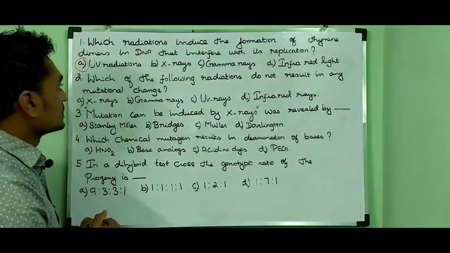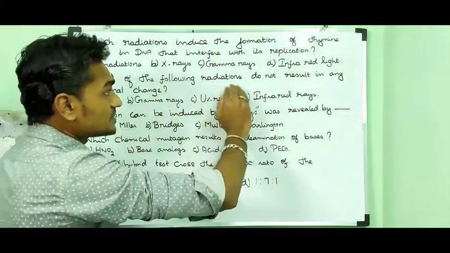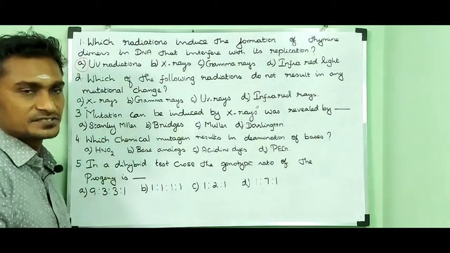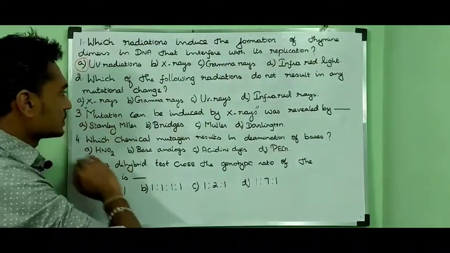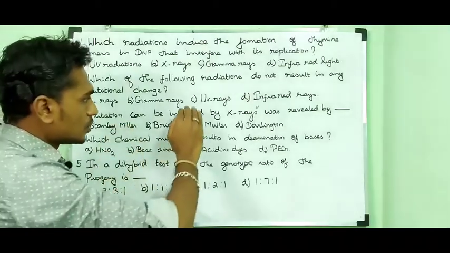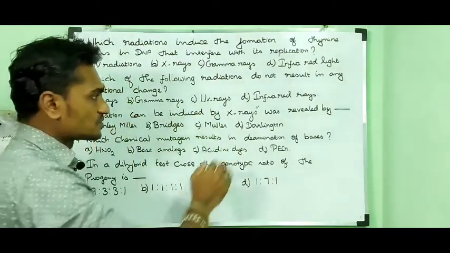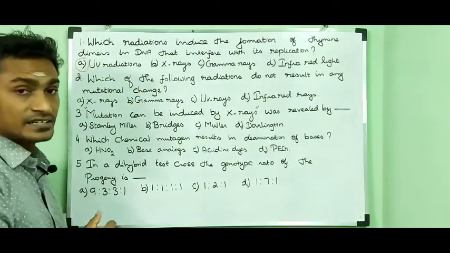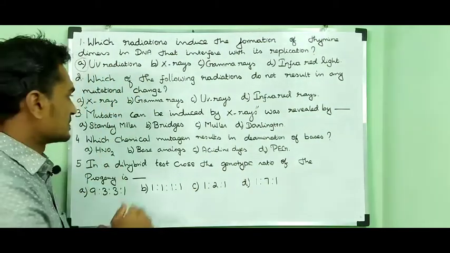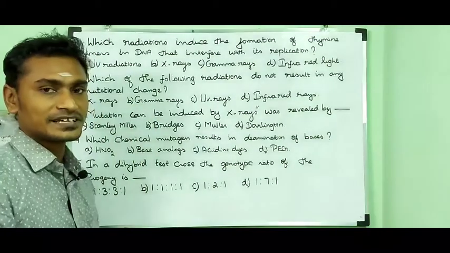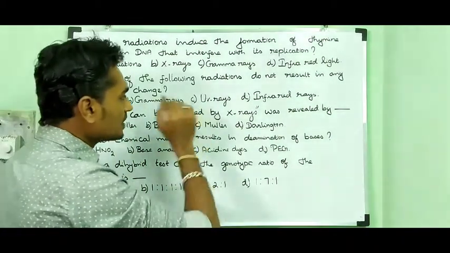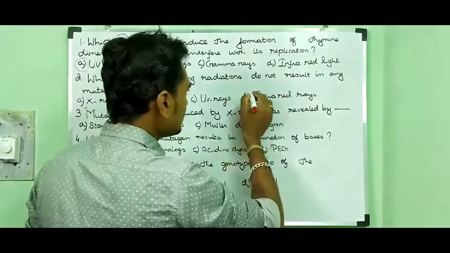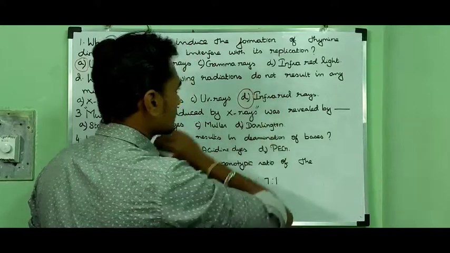The second question: which of the following radiations does not result in any mutational change? Option A, X-rays; option B, gamma rays; option C, UV rays; option D, infrared rays. X-rays can cause mutation, gamma rays can cause mutation, and UV rays can also cause mutation. So option D is the right answer.